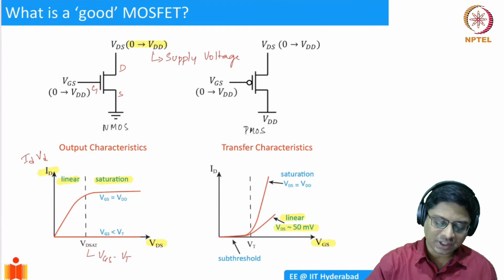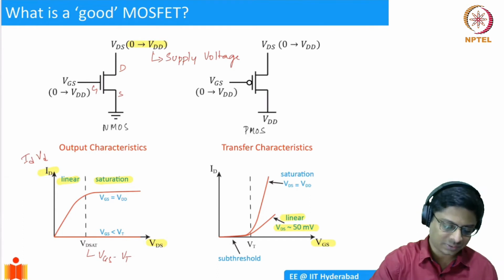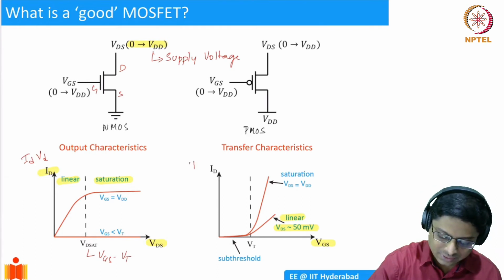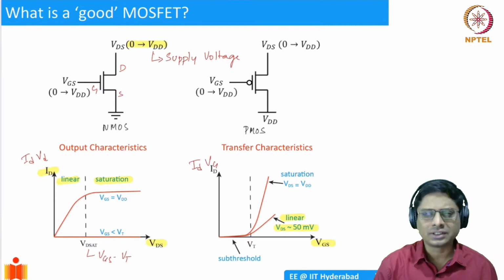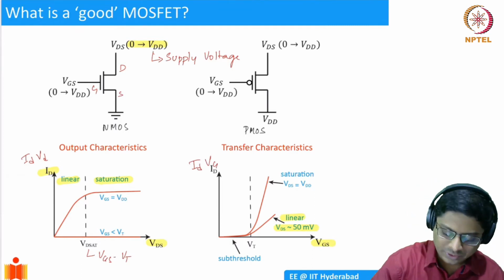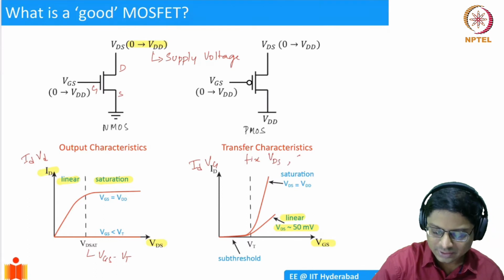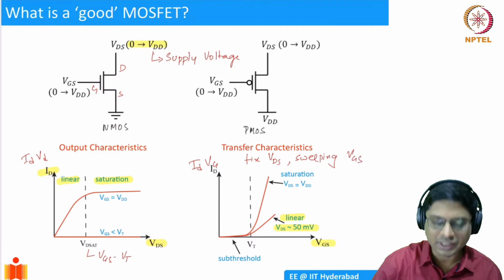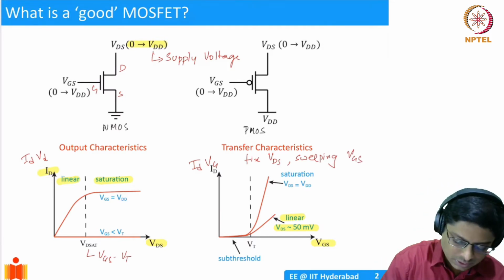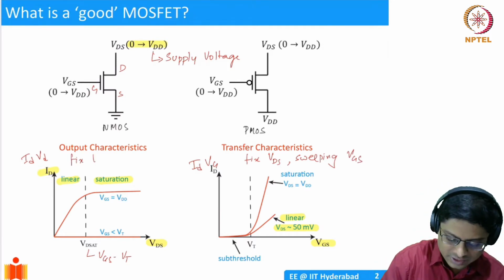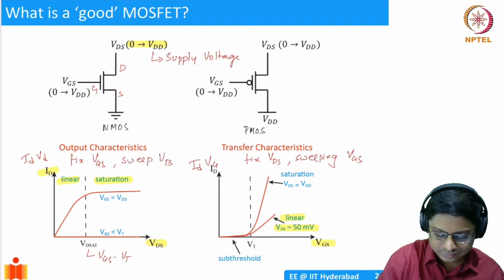So you get a saturation ID-VG curve. This we call IDVG. These are different ways of referring to it. So in transfer characteristic, we are fixing VDS and then sweeping VGS, gate voltage. In output, we are fixing VGS and then sweeping VDS.